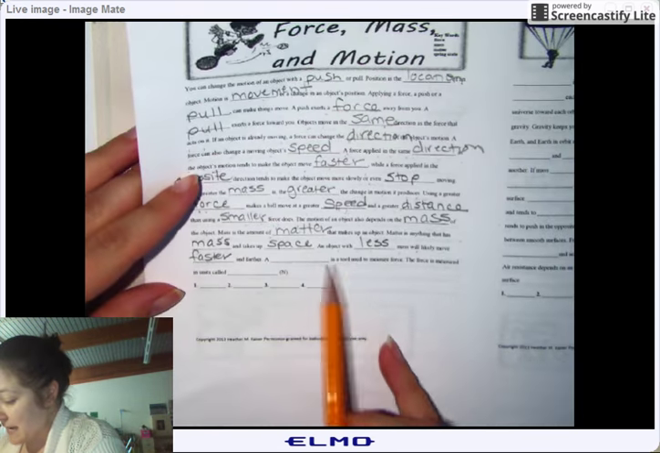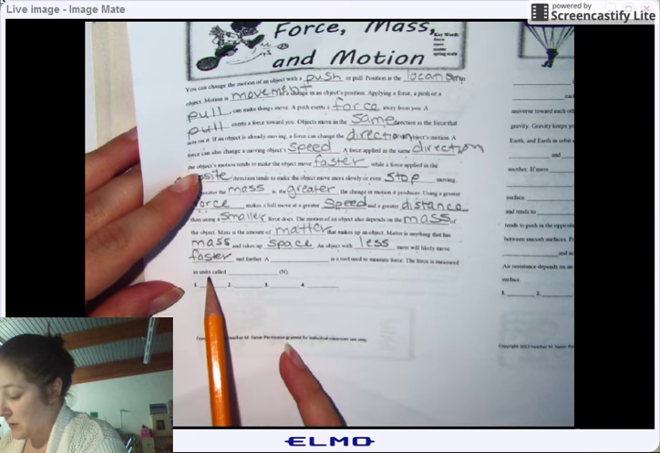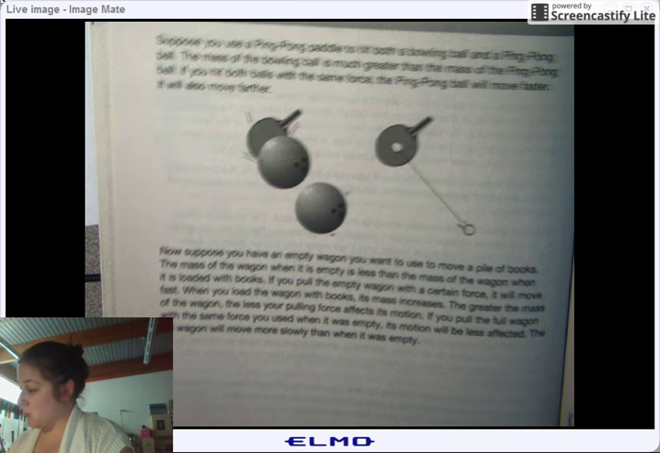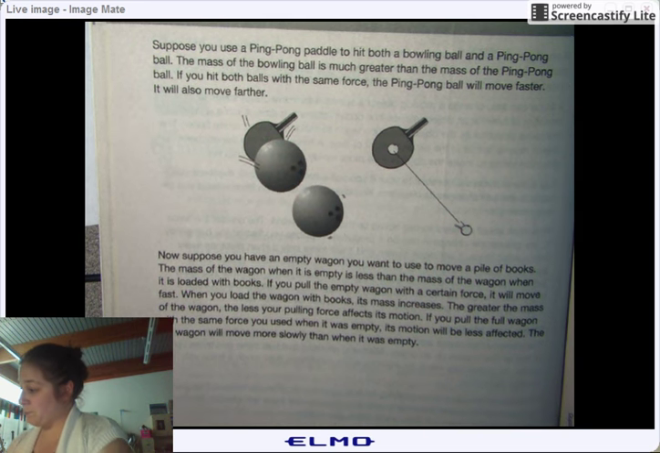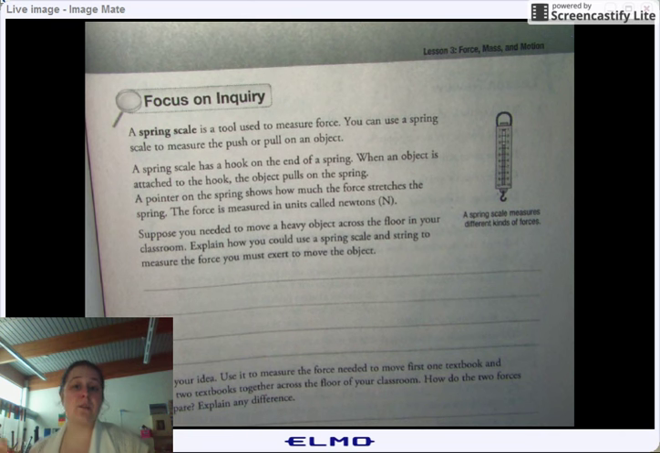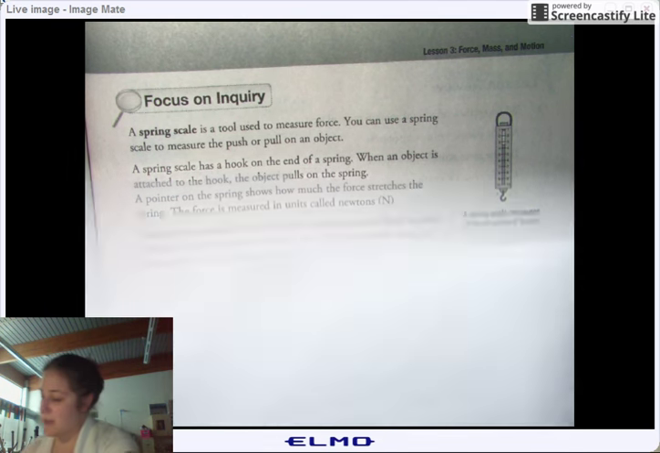A blank is a tool to measure force and it measures a unit called blank. We haven't gotten to that either yet. So this right here is just describing what we were doing. Okay? A spring scale is a tool used to measure force. Oh, perfect. That answers that question.